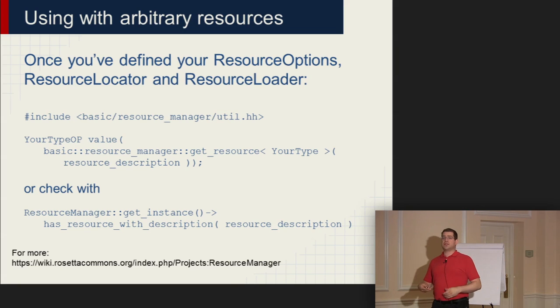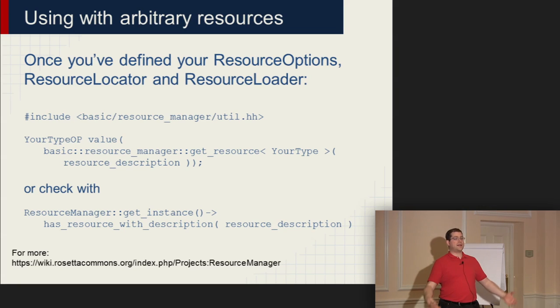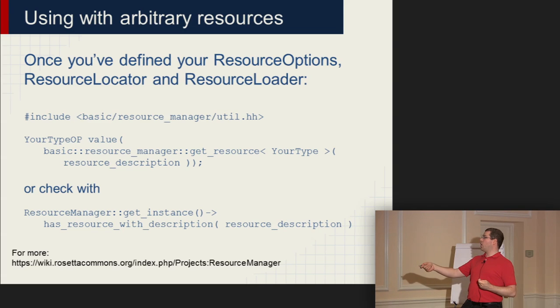And then, to use the resource manager with your arbitrary resource types, once all of that's been set up, all you would need to do is, in your protocols, in your mover where you would want to get access to whatever resource is being specified in the XML, call the basic resource manager's get resource. It's typedef'd on whatever particular type of resource you have, and then you just give it a resource description, which tells you which particular resource you want.